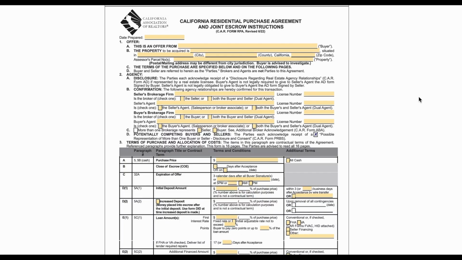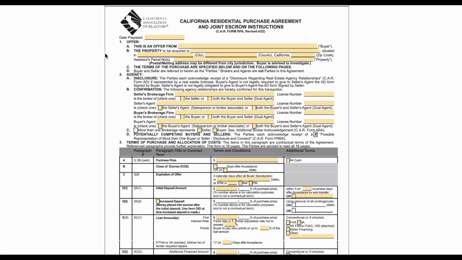Here you have the California Residential Purchase Agreement. This is going to contain your offer price and terms. As a realtor, it's my responsibility to fill this out for my clients and submit it to the seller. Now, this is the California version, but many other states have similar terms.